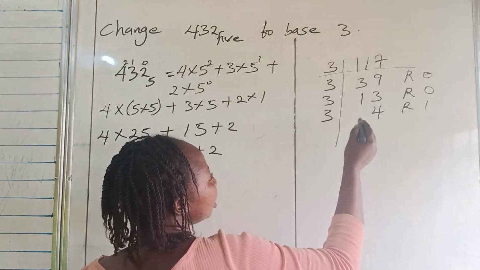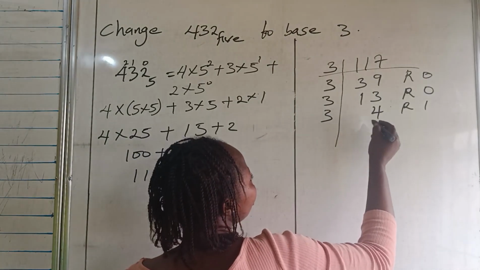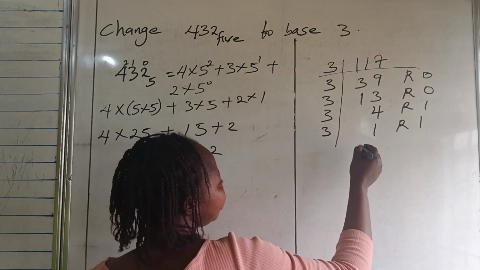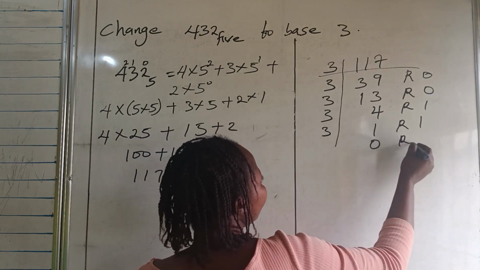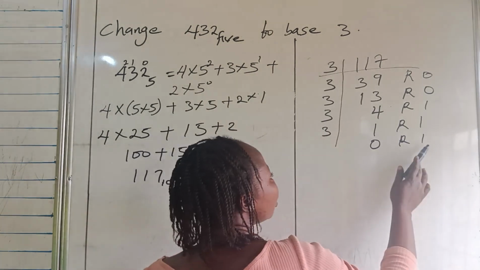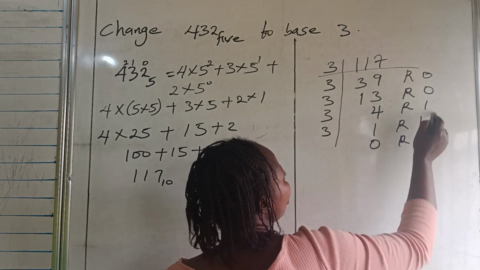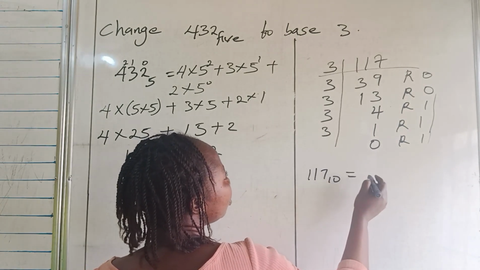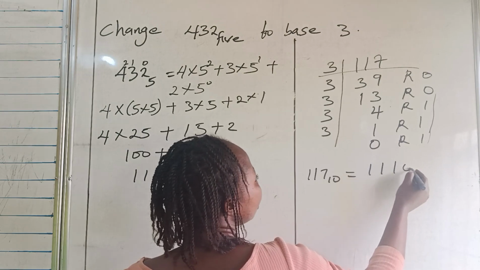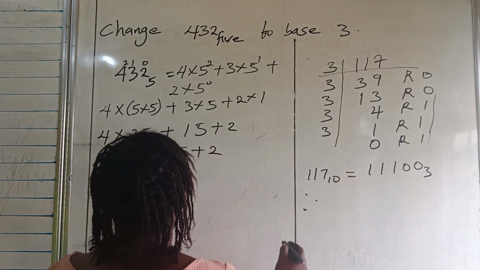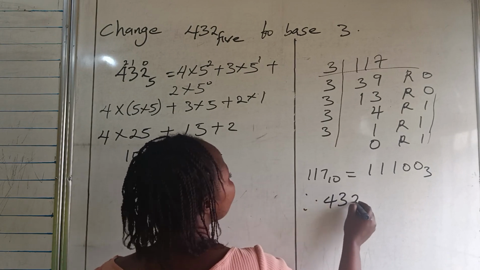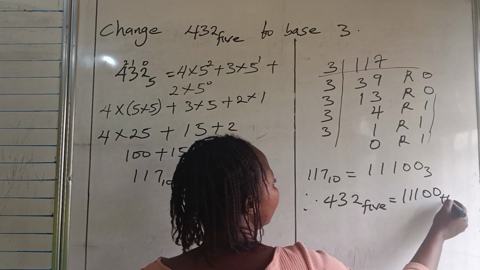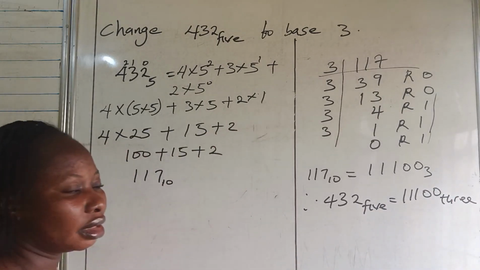So we have 3 here again. 3 dividing 4 will give us 1. 3 times 1 is 3. So we have remainder of 1. And then we have 3 here. 3 in 1 is 0, remainder of 1. So we're writing our answer from this last one. Then we go up like that. 117 base 10 equals 11100 base 3. So therefore, our question, 432 base 5 equals 11100 base 3. And that is the answer.